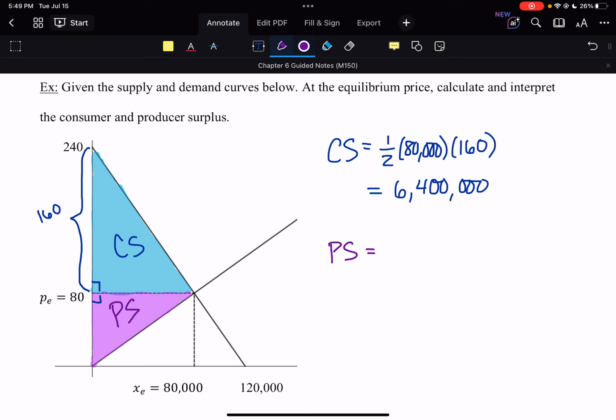And then our producer surplus, we can do the same kind of thing. 1/2 base times height. So the base is again 80,000. And the height is 80. So really, it's the same thing, just cut in half, because we went from 160 to 80. So that's 3.2 million.